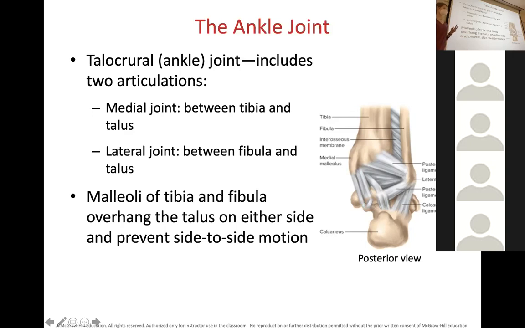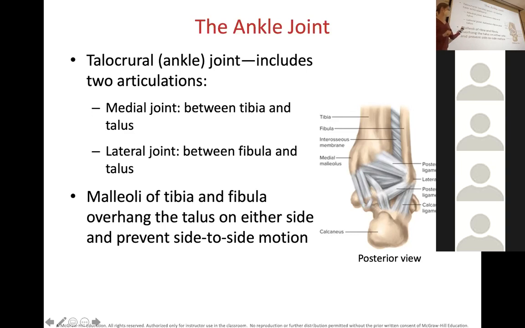It actually has two articulations because you have two bones in your lower leg, right? You have the tibia and the fibula. Both of those are articulating with the talus. So the medial joint is going to be your tibia because your tibia is medial. It's on the inside of your leg. So the medial one is the tibia and talus. The lateral joint is going to be the fibula and the talus. So two bones joining the talus.